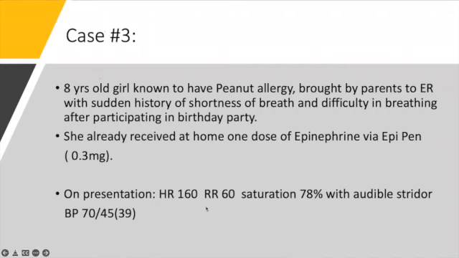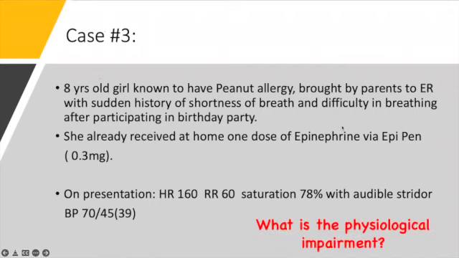Okay, good. So the history of this patient and the clinical picture is very obvious. I wish someone would participate and go ahead and answer the question regarding the physiological impairment and the best choice of inotropes. Who is the champion?